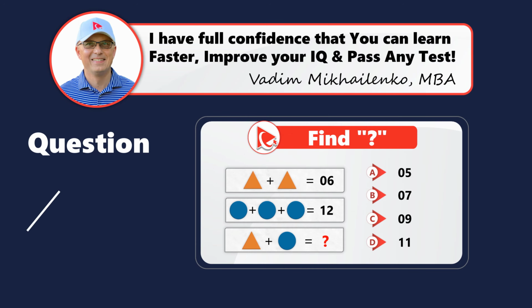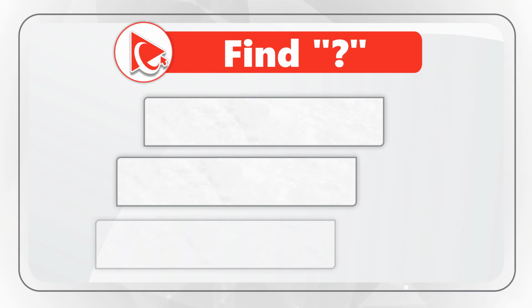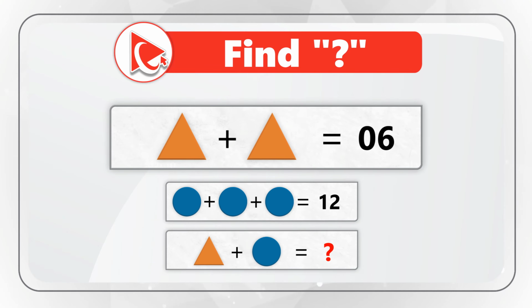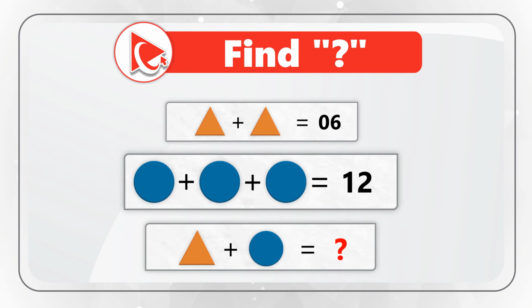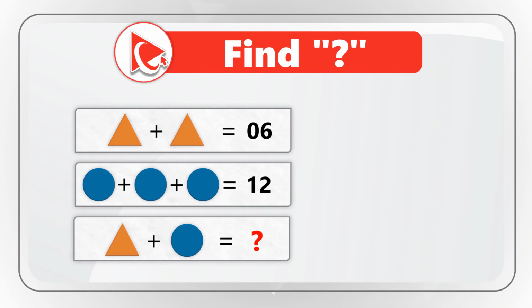Here's an interesting cognitive abilities test question to see how well you can deal with abstract concepts. You're presented with 3 expressions. In each expression, there are shapes and numbers. The first expression is triangle plus triangle equals 6. The second expression is circle plus circle plus circle equals 12. And the third expression is where you have triangle plus circle and you need to calculate the end result of this calculation. Once calculated, you need to select the answer out of 4 possible choices.